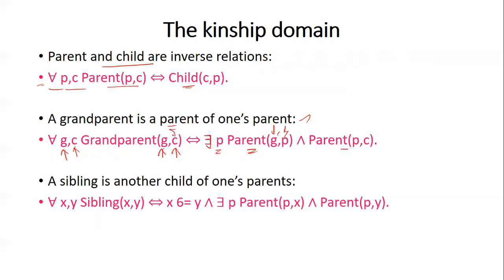and P is the parent of C. Okay, because C is what? C is the grandchild of G. So there should be some P such that G is the parent of P and P is the parent of C. So which means that a grandparent is a parent of one's parent.